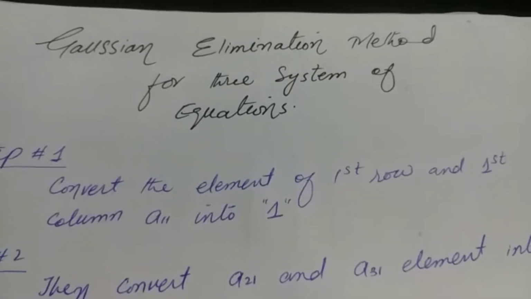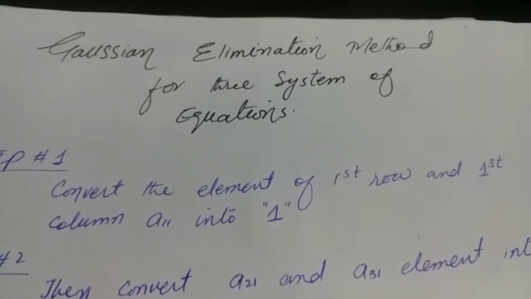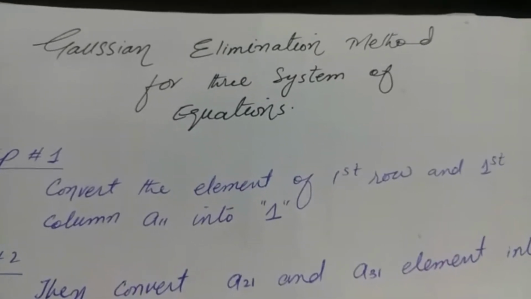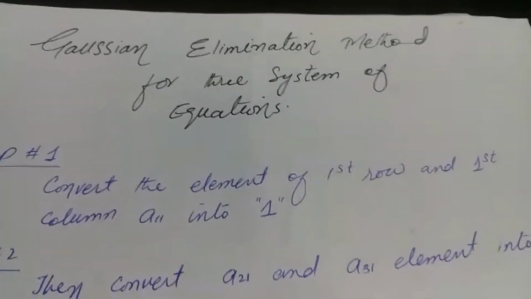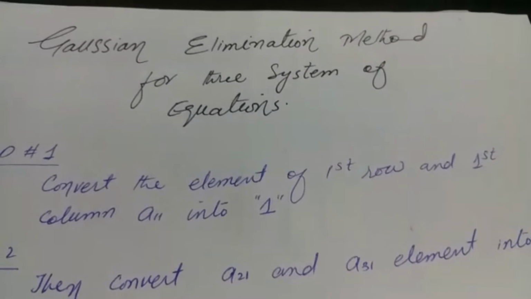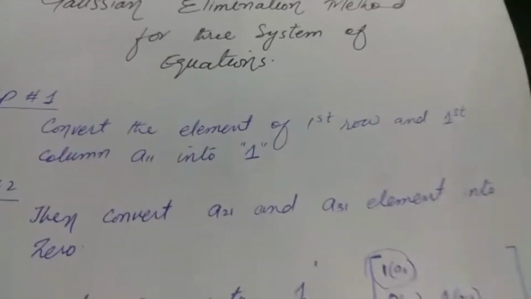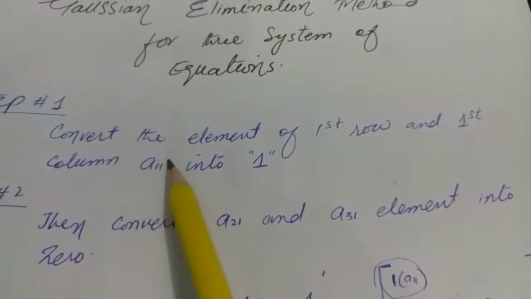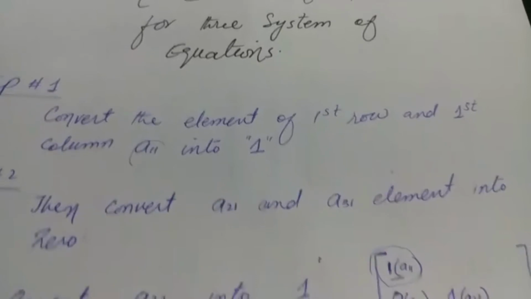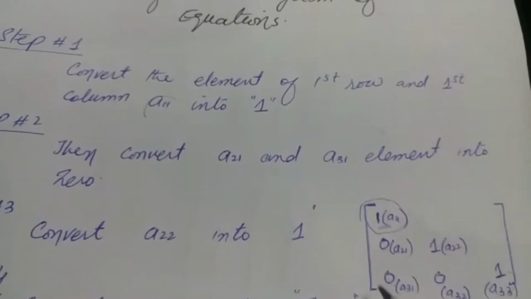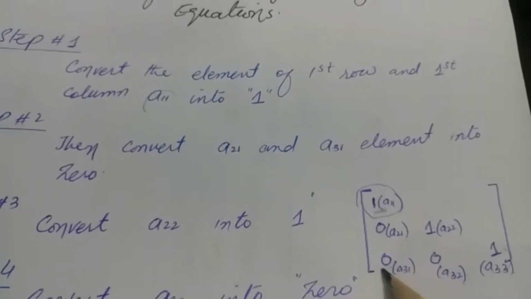Today I am going to explain the Gaussian elimination method for a system of three equations. Students, before the solution, I will tell you the few easy steps to solve by Gaussian elimination. The first step is to convert the element of the first row and first column, A11, into 1. Then both elements below A11, that is A21 and A31, should be converted into 0.